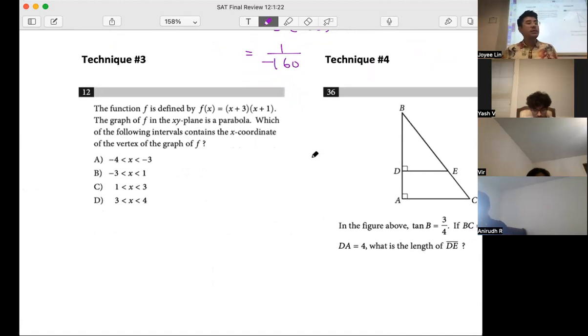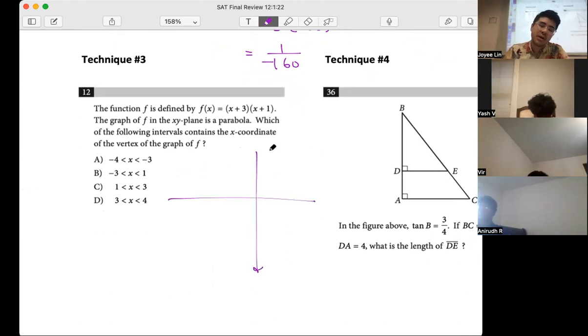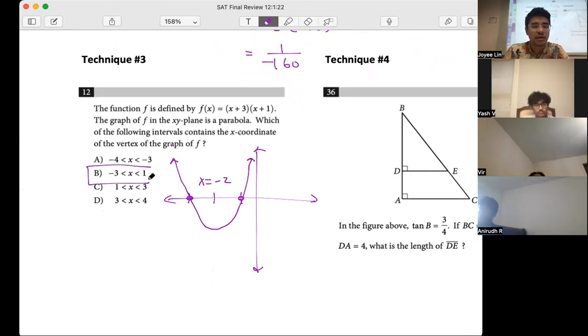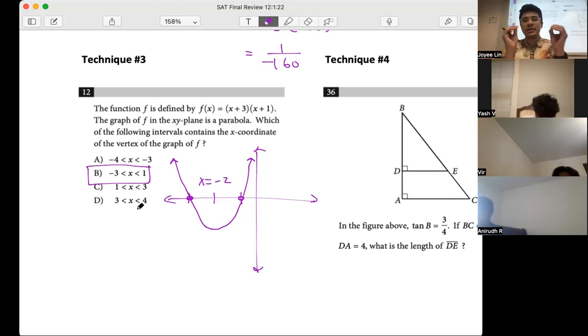Technique number 3, what is the best technique for solving this without too much math? Graph it, right? Graphing is your best friend. We have the roots. Where are the 2 roots of this parabola? -3 and -1. And where does the vertex fall? Exactly halfway, at -2. So x would equal -2. So it's this one, right? Graphing is your best friend on the non-calculator section. The vertex is always exactly halfway between the roots. Vertex is the midpoint of the roots.